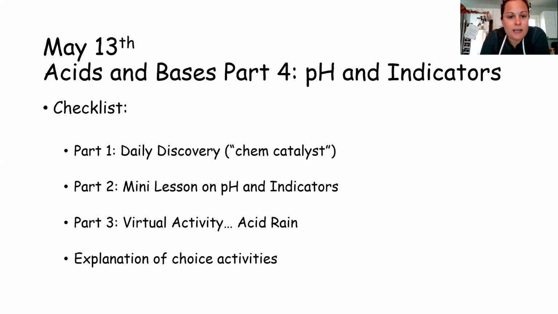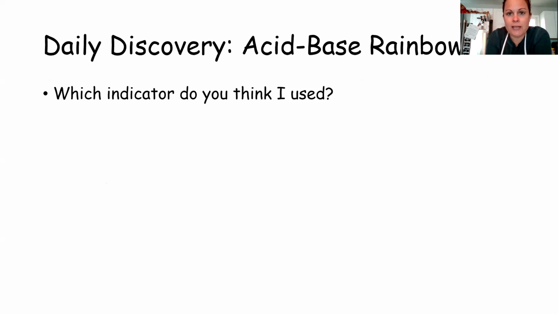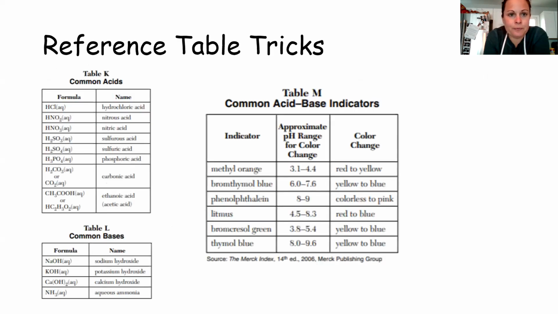So I found it's not really a virtual lab. Last week's was definitely a lab. This is really more of an activity, and that will be the last thing that you need to complete. Choice activities are going to be minimal this week because we have 3 parts to the lesson. So again, when you take your quiz this week, the first question you will see is which indicator do you think I used, with that acid-base rainbow mystery indicator demo that I just showed you.